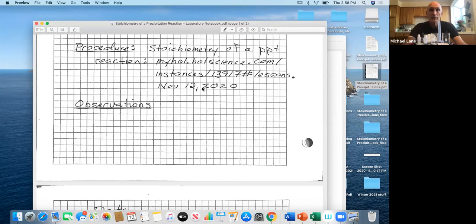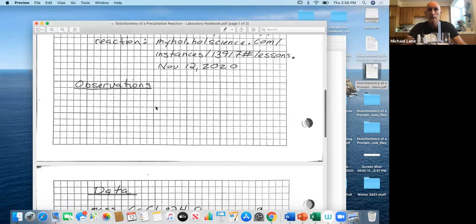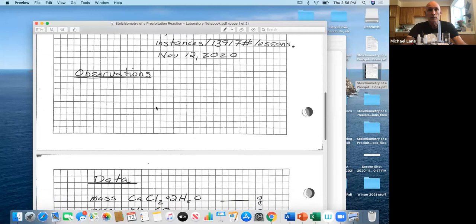Sometimes you can make a reference to a procedure, and then if there's ever so slight modifications, note those modifications. But again, for us, there's no need to. Now I've left a space for observations, but since I have not done the experiment yet, there's no observations to write down, but you should complete anything that you observe as you perform the experiment.